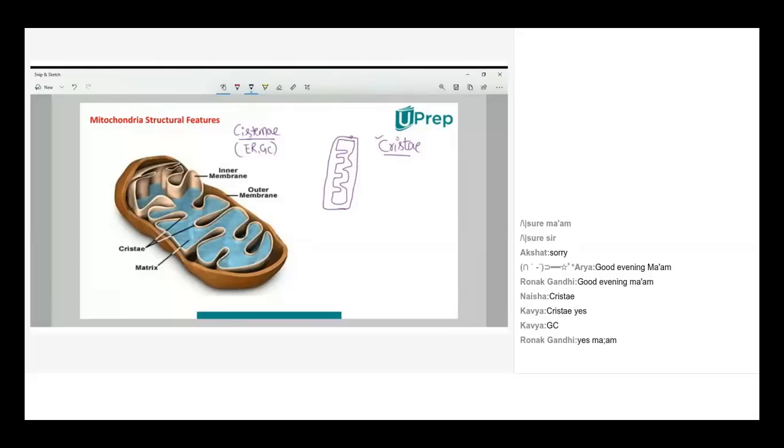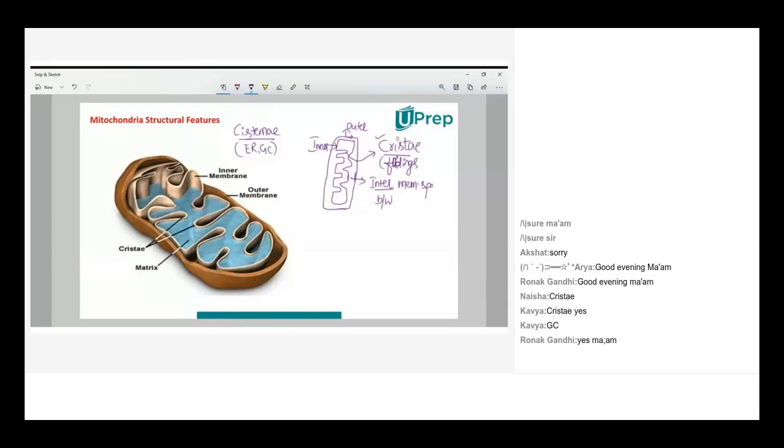Okay, so this is the outer membrane and this is the inner membrane. Now, the inner membrane shows some foldings called cristae. Cristae are nothing but the foldings of the inner membrane of mitochondria. Then you have a space called the intermembrane space, the space between the outer membrane and the inner membrane. Inter, between the membranes of mitochondria, space.